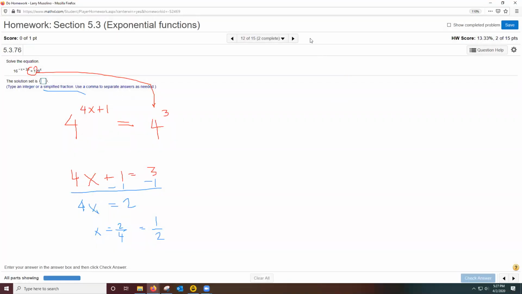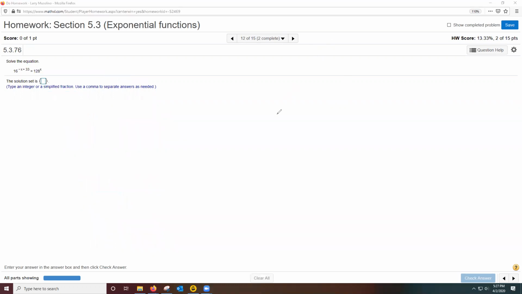Take a look at this one. This one's a little more complicated because, again, I want to try to get the exponents equal to one another. But in this case, I've got to look for a common base that I could use. And I'm noticing on the left side, I have 16. So I know I can rewrite 16 as 4 to the exponent 2. But I can't write 128 using base 4 and still have an integer exponent.